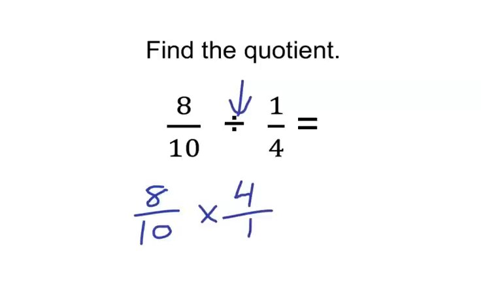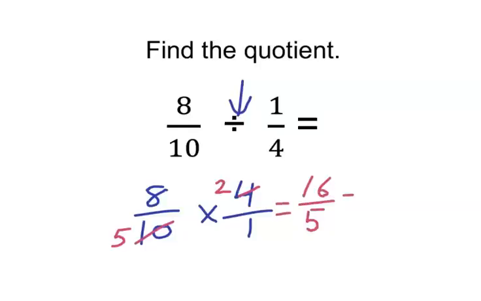All right, is there anything we could do to cross reduce first? Well, nothing with the 8 and the 1, right? That's as good as we can get with those. How about with 10 and 4? Yeah, we can divide 2 into both of those. 2 goes into 10 5 times. 2 goes into 4 twice. 8 times 2 is 16. We have 16 over 5, right?